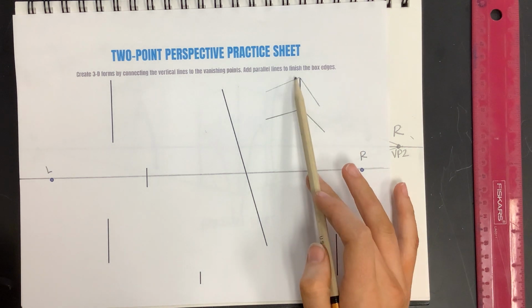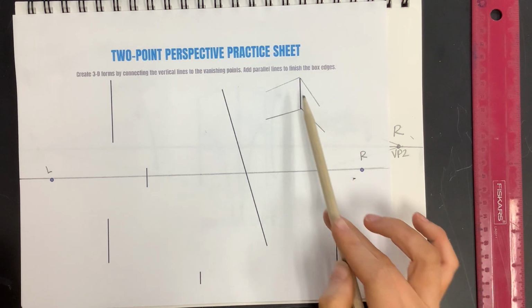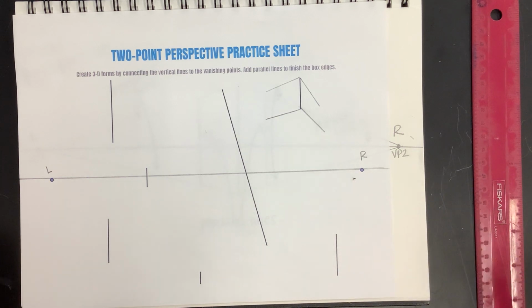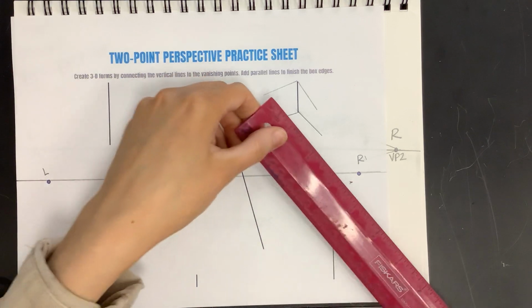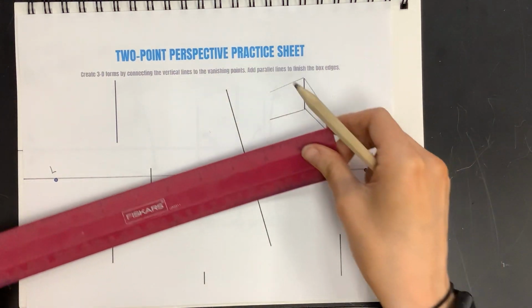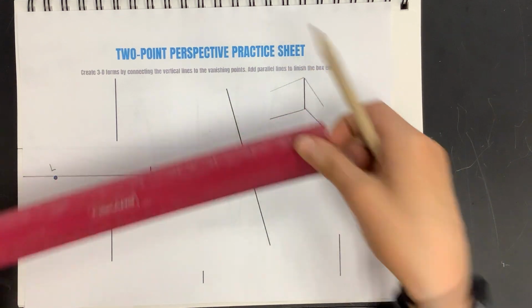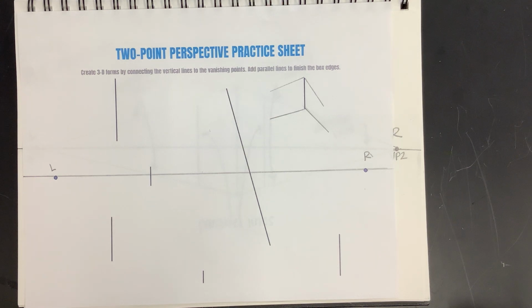You're doing your 4 receding lines. So the top goes to both the left and the right vanishing point, and then the bottom goes to both the right and the left vanishing point. Okay, so there's my 4 receding lines.